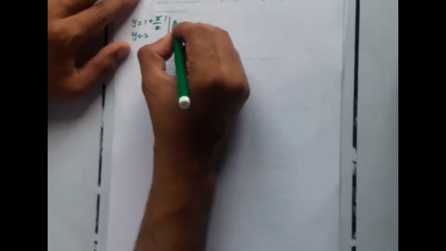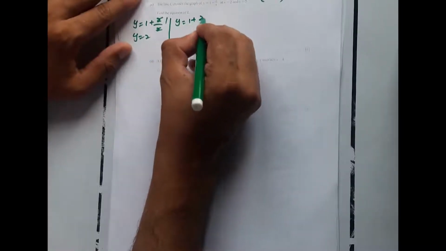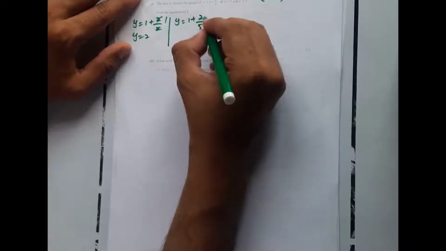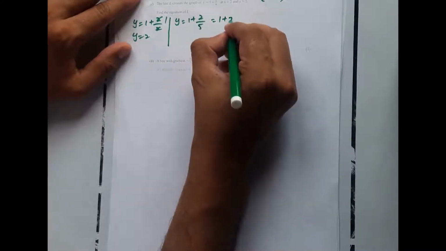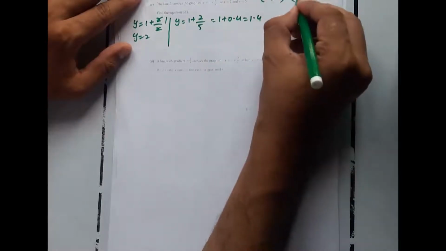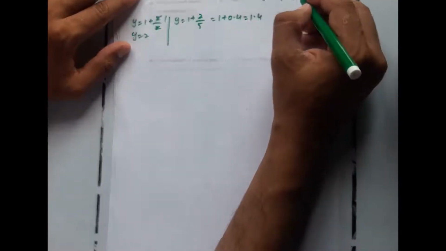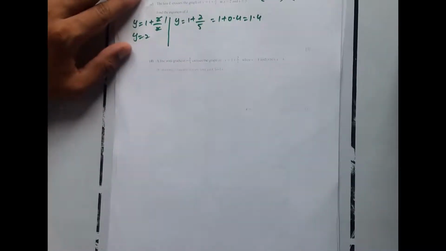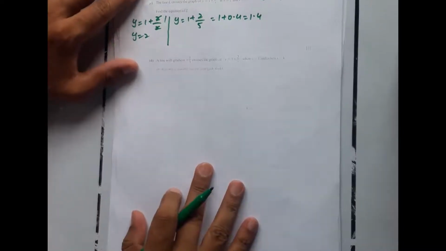Okay, now we have to find x is equal to 5. So y is equal to 1 plus 2 over 5. 2 over 5 is equal to 0.4. So 1 plus 0.4 is equal to 1.4. When we have put x as 5, y is equal to 1.4. Now we have to find the equation of line L. Okay. We have to find the equation of line L.